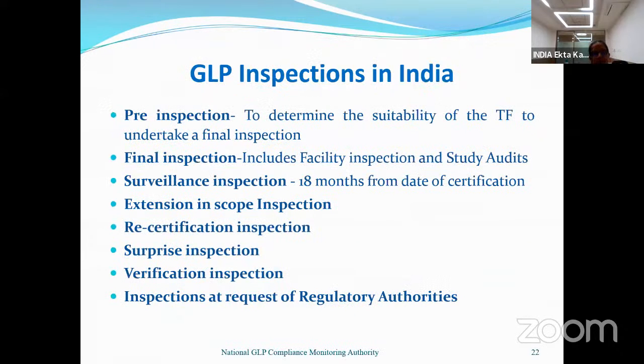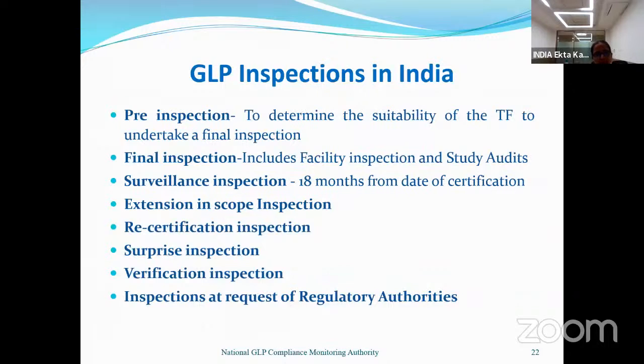The slide shows you the various types of GLP inspections that we conduct in India for our applicant test facilities. These include the pre-inspection, which is the first inspection done for any test facility to determine the suitability of the test facility to undertake a final inspection. The final inspection is a complete inspection, including the test facilities as well as study audits of completed and archived studies claimed as GLP by the respective test facility.